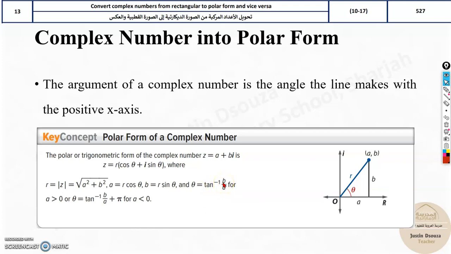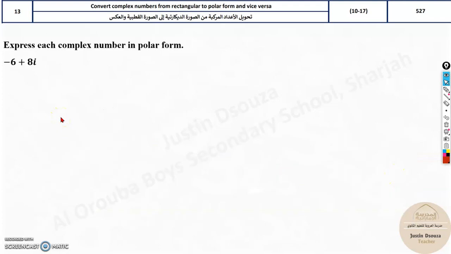Now remember carefully, there is an important thing. If the value of a is negative, we had seen in the last video the same thing over here. If the value of a is negative, we must add pi. Now, sometimes we consider this a as x and b as y. It's the same thing, tan inverse y by x, however it is given. Now, let's see a problem.